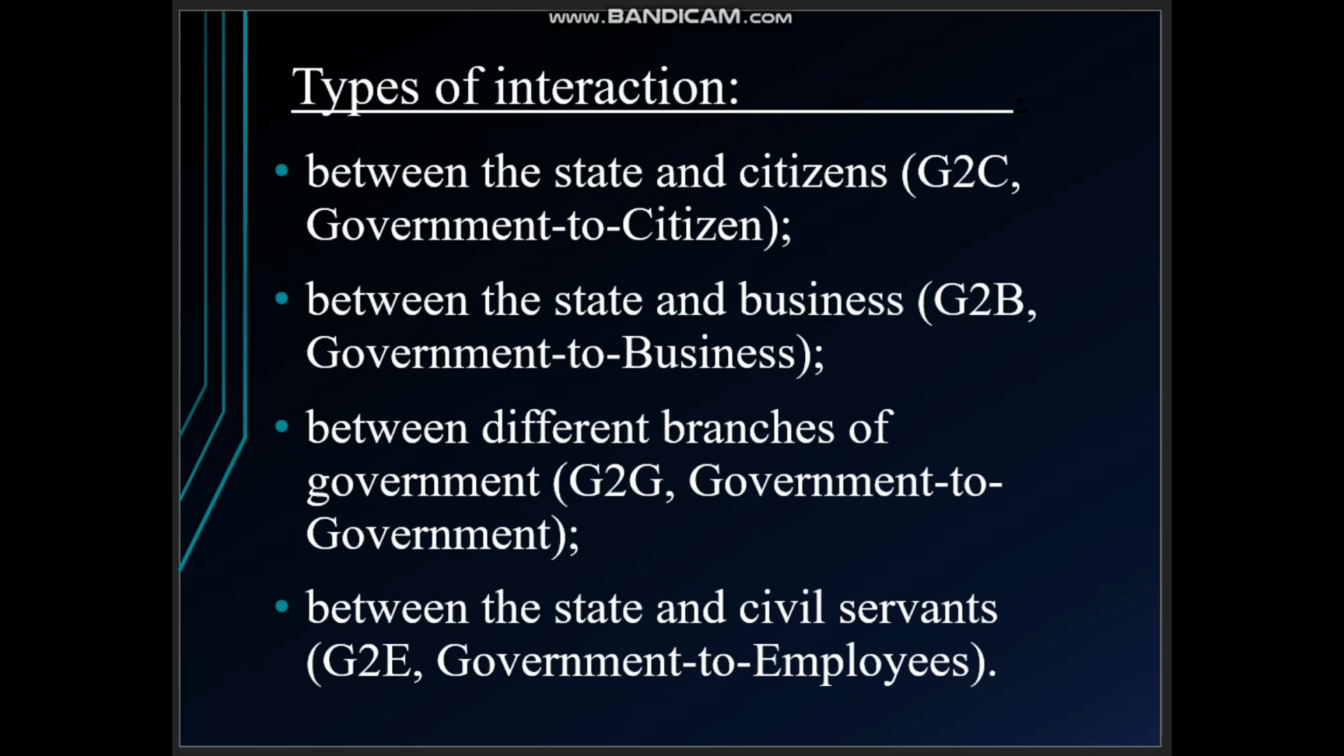I'm going to the next slide, and these are the types of interactions. We've got four main types of interactions. The first is between the state and citizens, written as G2C, government to citizen. Second is between the state and business, G2B, government to business. Between different branches of government, G2G, government to government. And the fourth one is between the state and civil servants, G2E, government to employees.